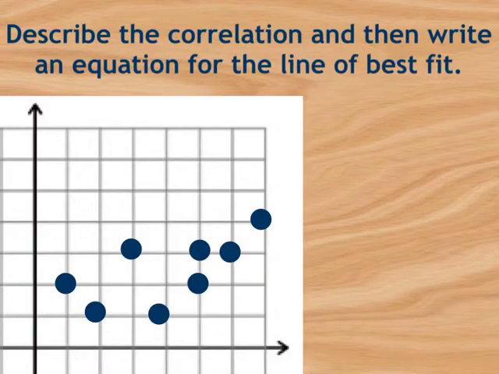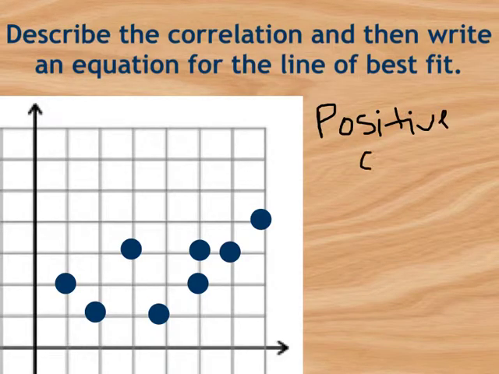Okay, so again, this is just review on how to graph those lines, equations of the lines. Describe the correlation and write an equation for the line of best fit. This is a positive correlation. Remember, the correlation is kind of like slope, and if it's going up, it's going to be a positive correlation. Then we need to draw our line of best fit.